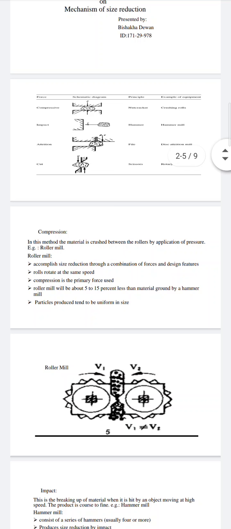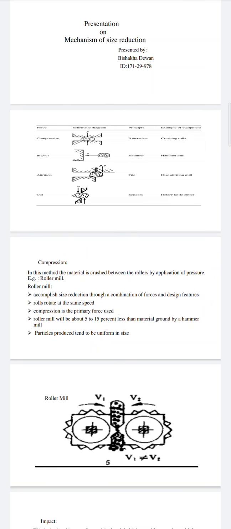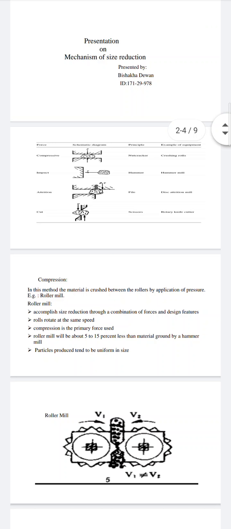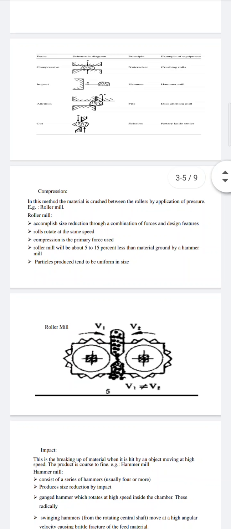In this method, the material is crushed between the rollers by application of pressure. Here we can see compressive size reduction mechanism, impact mechanism, attrition mechanism, and cutting mechanism. The roller mill runs on the mechanism of compression. Now we are discussing the roller mill.